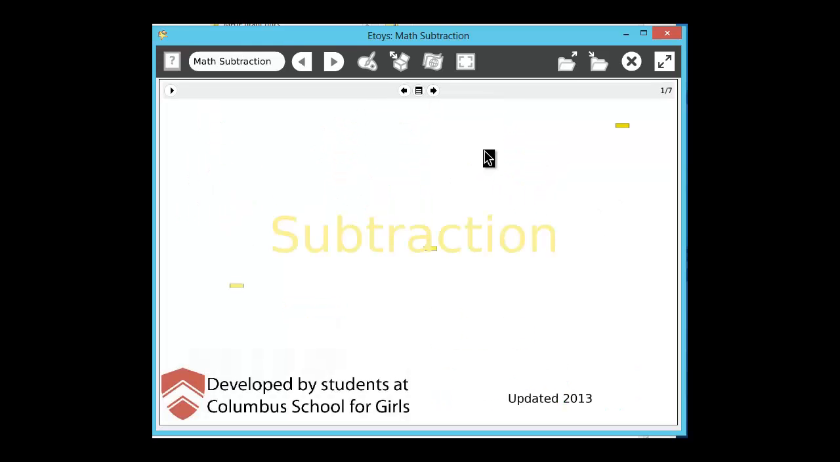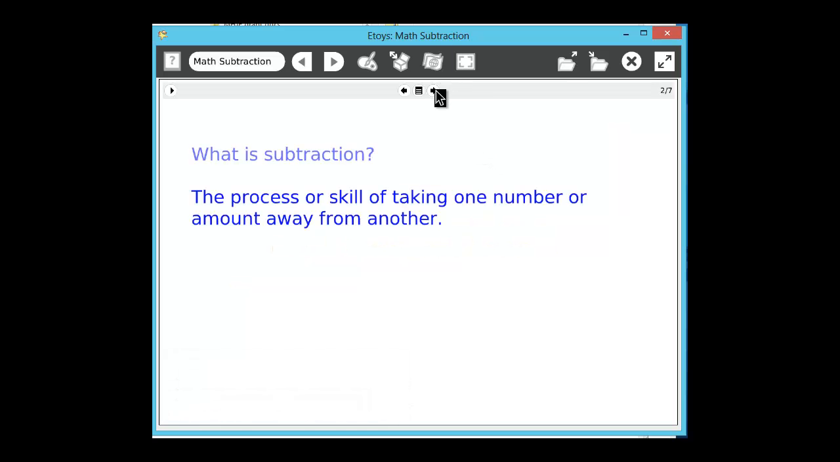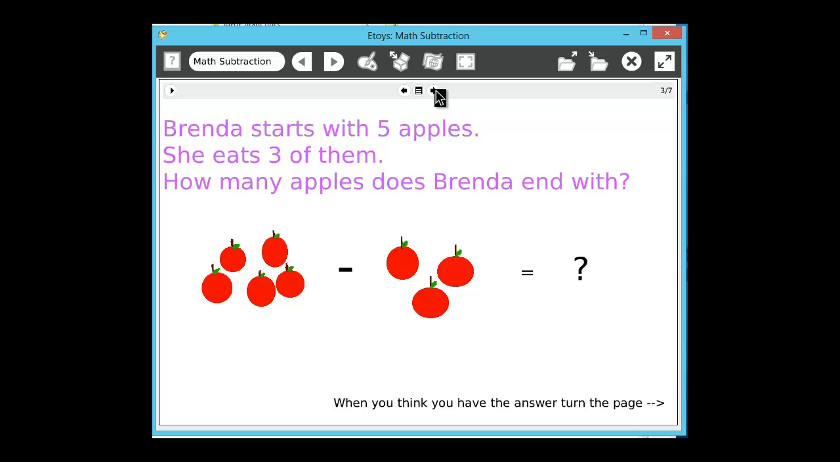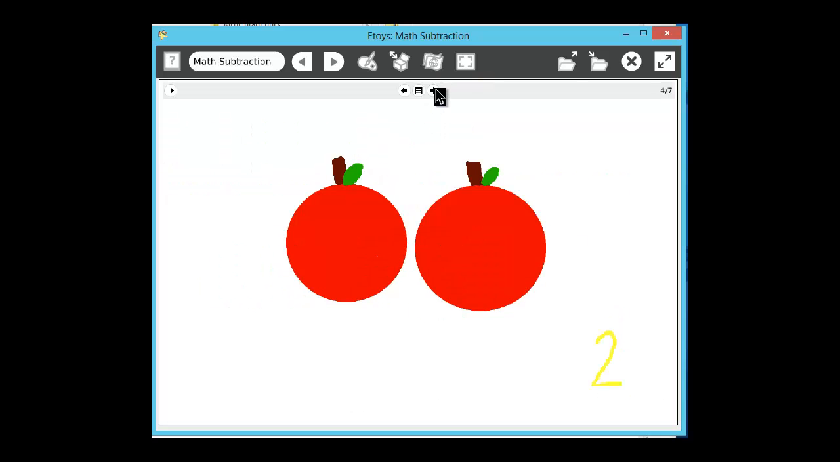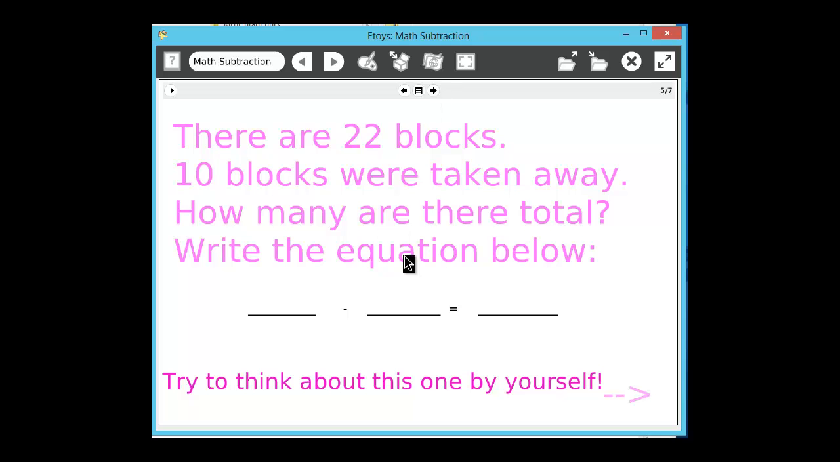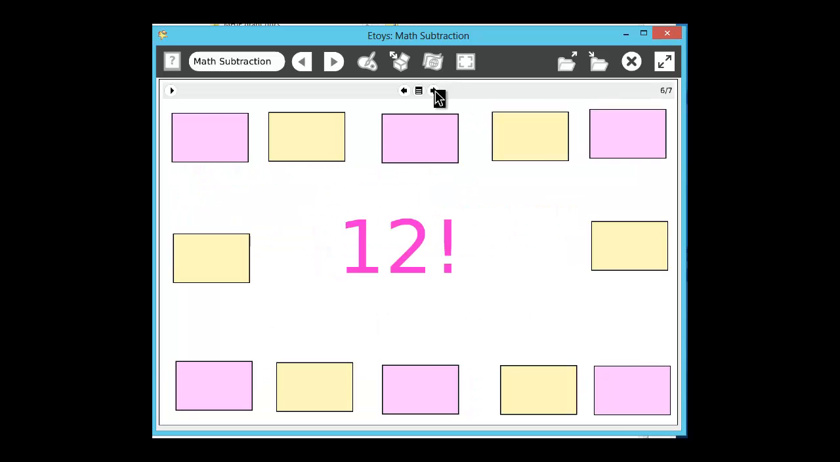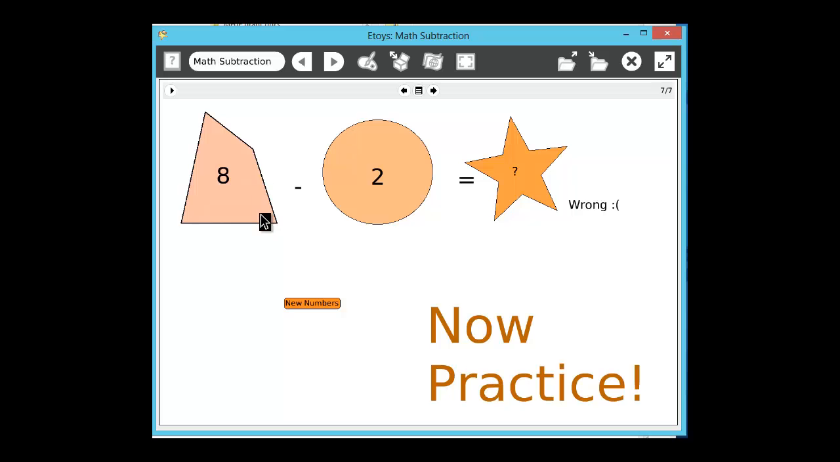In the subtraction lesson, students are again walked through 2 different examples. So Brenda starts with 5 apples, she eats 3 of them. How many does she have left? She has 2. Here's a second example where they write an equation, and then they get endless practice. This page has been set up so that the students will never end up with a negative number. As you can see, the minuend is always larger than the subtrahend. So 9 minus 8 is 1.